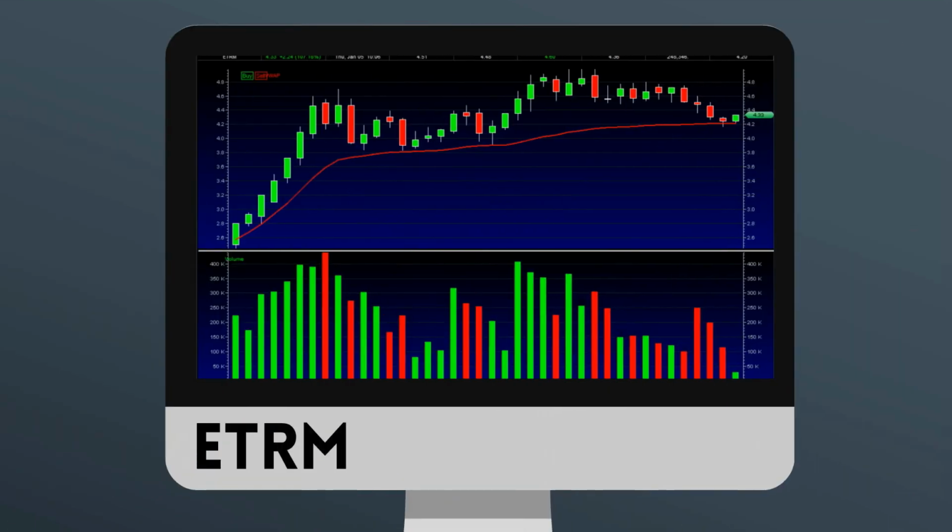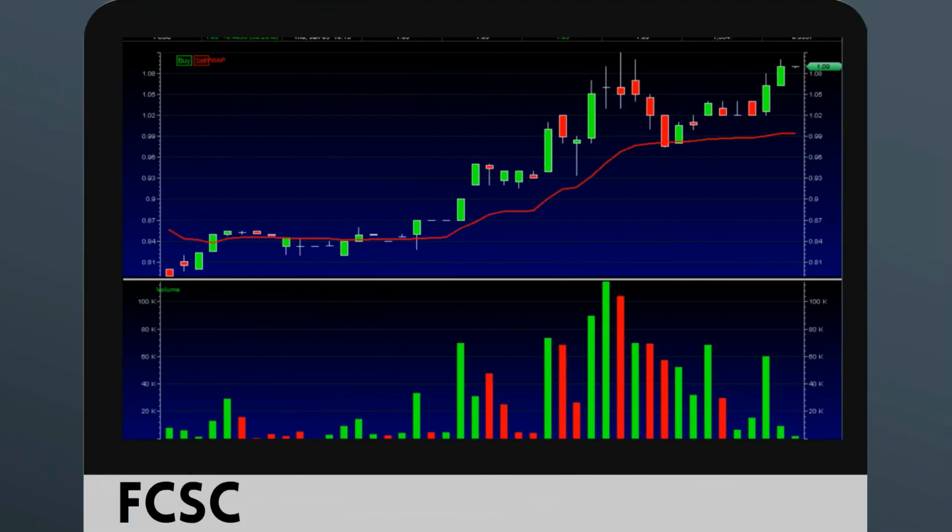Here's a third chart of ETRM. The stock was very active over the past week. You can see through the trading day, it traded above VWAP for the entire day, but you can see several examples where it came back down and tested VWAP, held, and then moved back up. Came back down, tested VWAP, held, and moved back up. VWAP becomes support. Here's another example on FCSC. See here where it pulled back to VWAP, held.